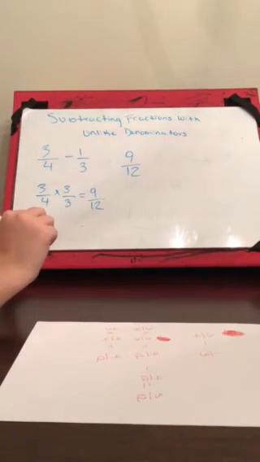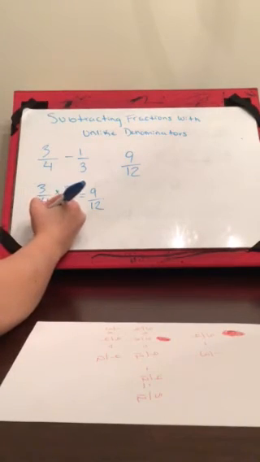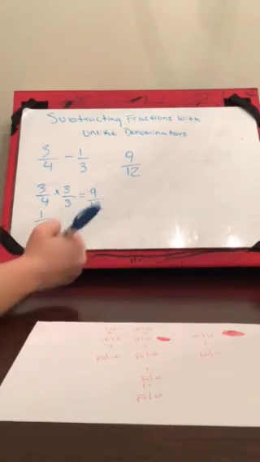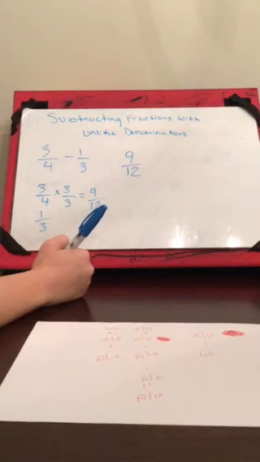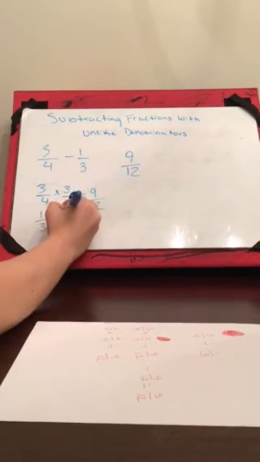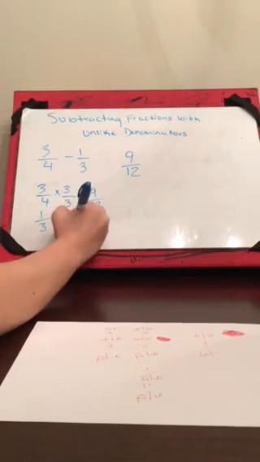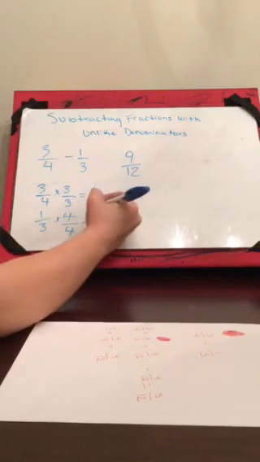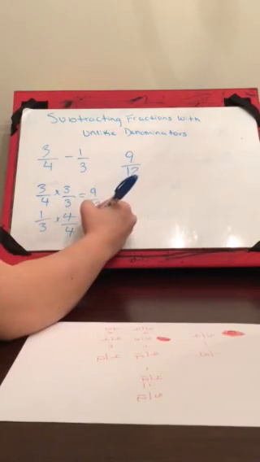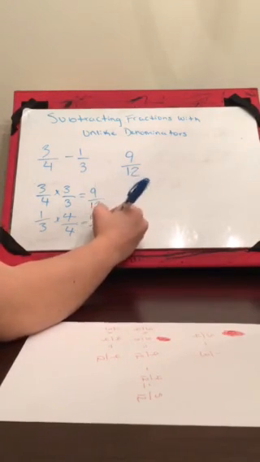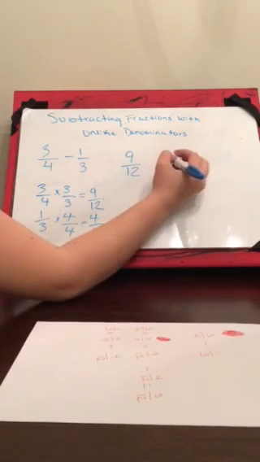Now I need to change 1/3 into twelfths. So I'm going to do that by the identity property: 1/3 times 4/4. And I multiply across. 1 times 4 is 4 for my numerator. 3 times 4 is 12 for my denominator.